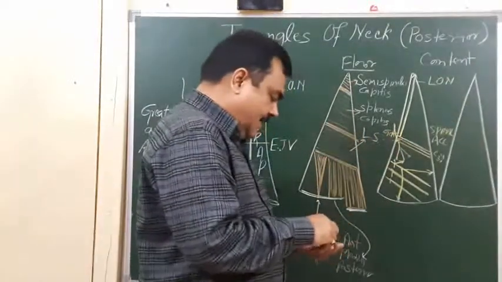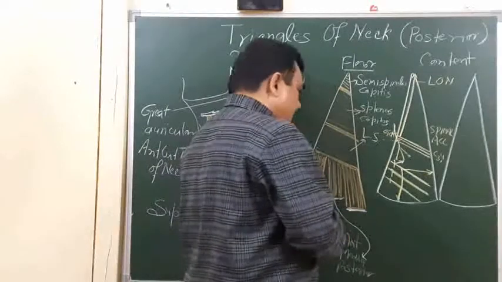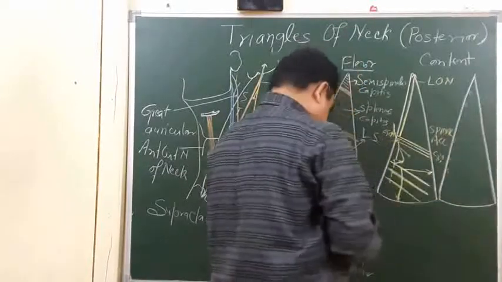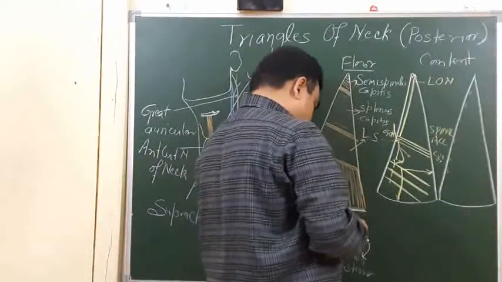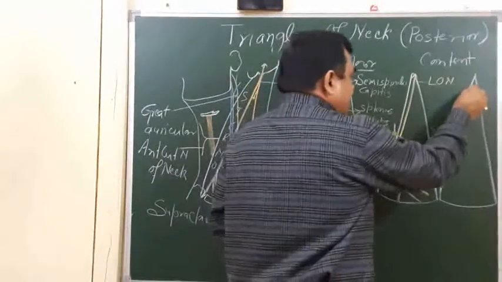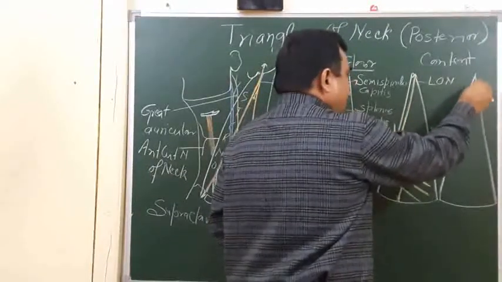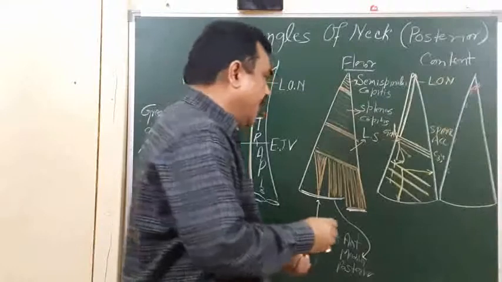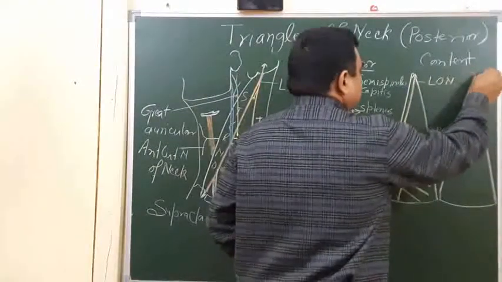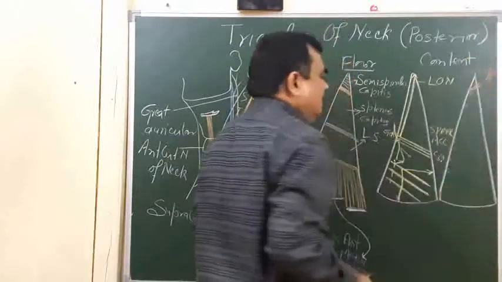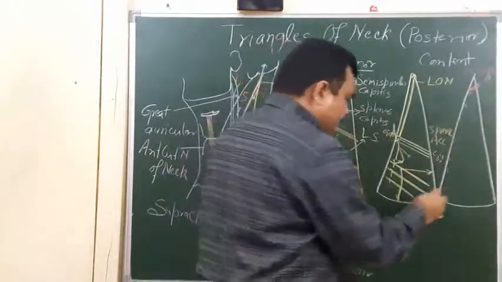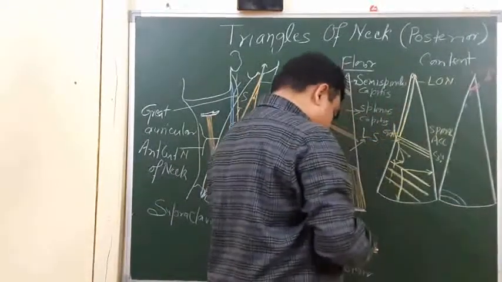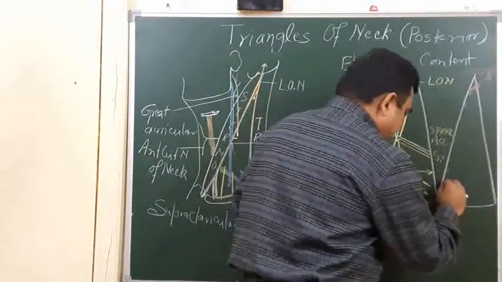Now vessels and lymph nodes. These are lymph nodes, the cervical group of lymph nodes, and here is the occipital artery, which is a branch of the external carotid artery. Another important thing, this is the subclavian vein, and here is the subclavian artery.